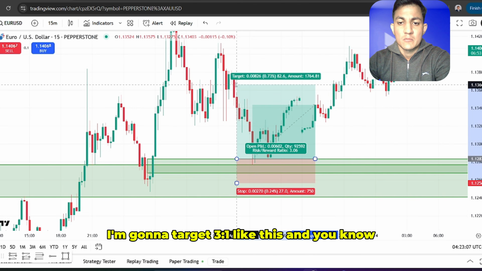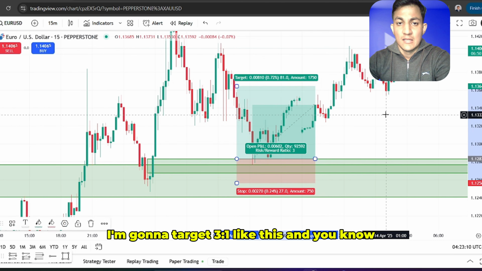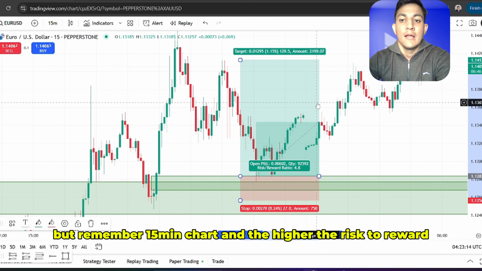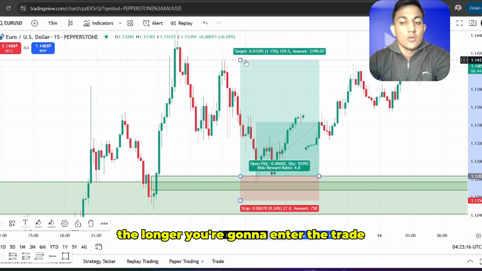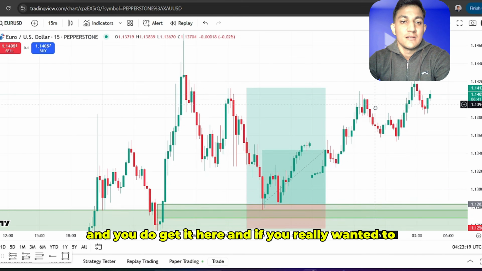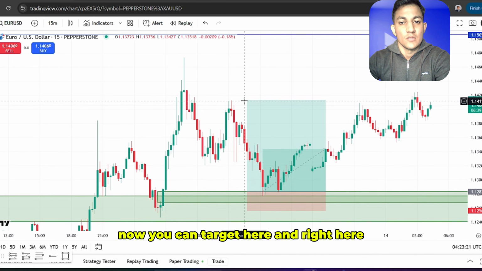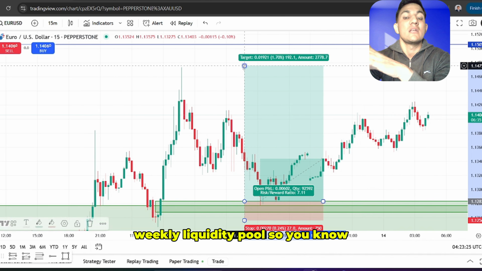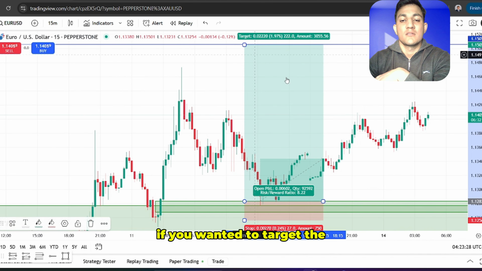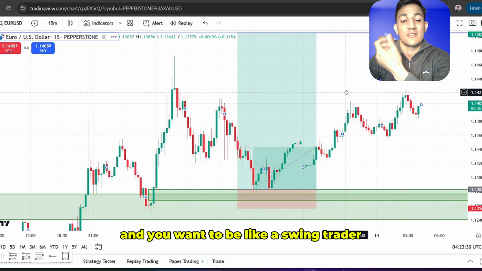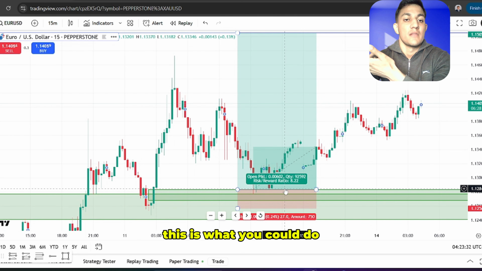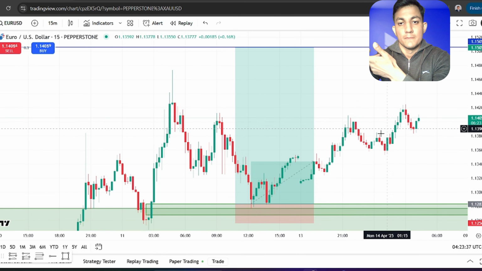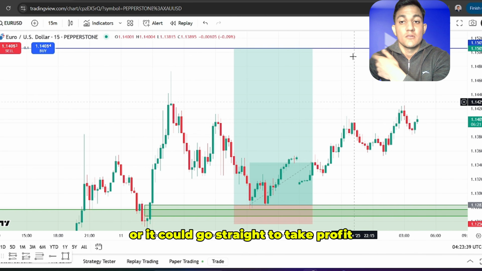For me personally, I'm going to target a 3-to-1 like this. And you can target liquidity all the way up here. But remember, 15-minute chart, and the higher the risk reward, the longer you're going to be in the trade. And you do get it here. And if you really wanted to, you can target here. And right here, this blue line, by the way, is the higher time frame weekly liquidity pool. So if you wanted to target the overall liquidity and you want to be like a swing trader, this is what you could do, right? But it is what it is. Right now we're in live price action, so who knows what could happen? Price could retrace, or it could go straight to take profit.